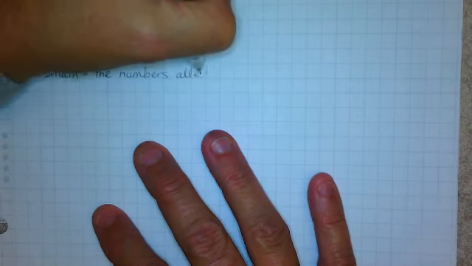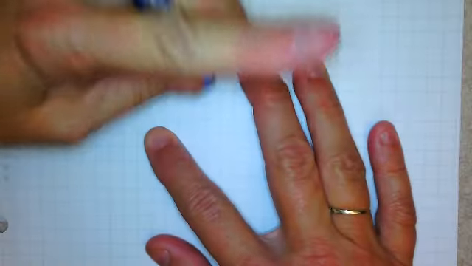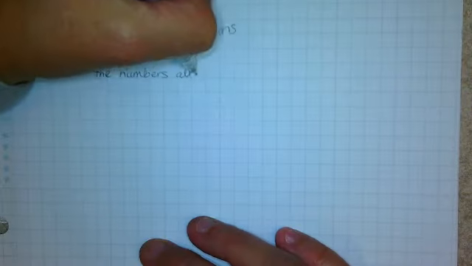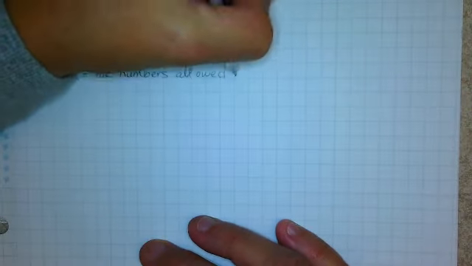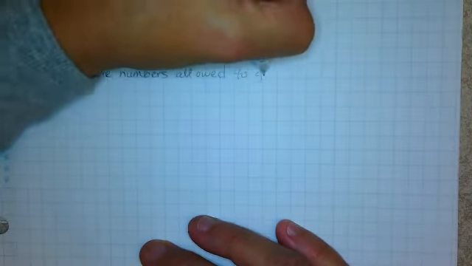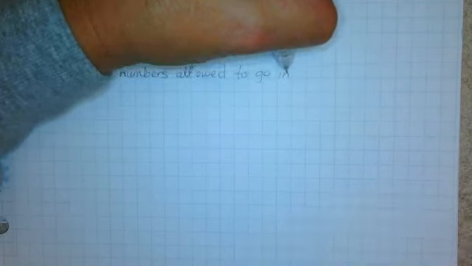The numbers allowed, didn't spell that right at all, to go into a function.